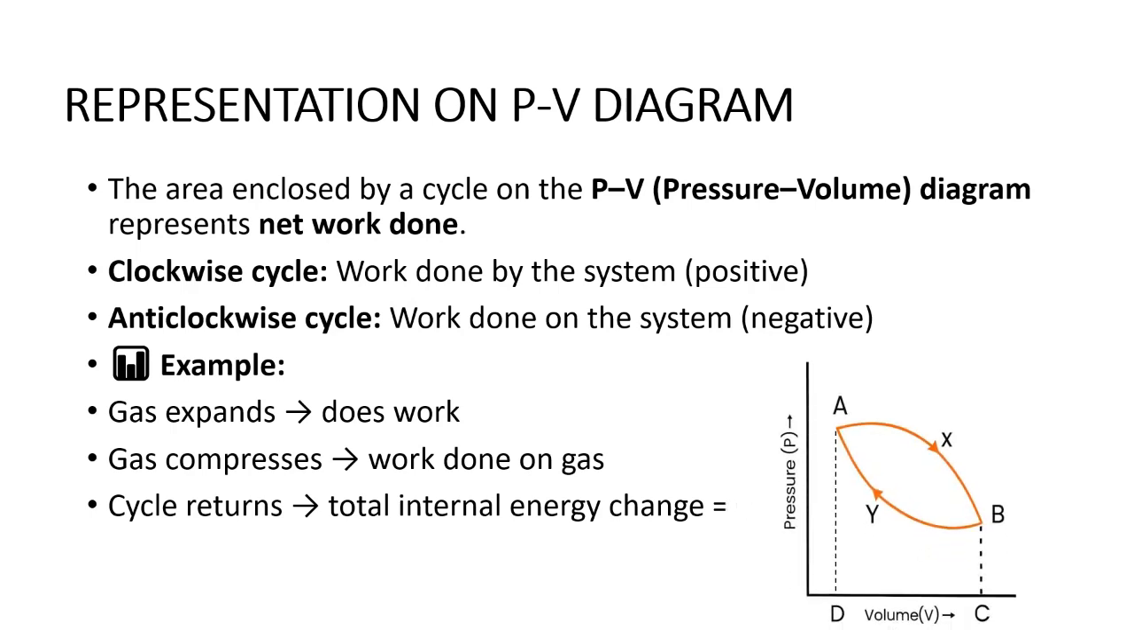We can see in the PV diagram that pressure is taken in the y direction and volume in the x direction. A to B is the clockwise path and B to A is the anticlockwise path, returning to its initial state A. That means the total internal energy change is 0.